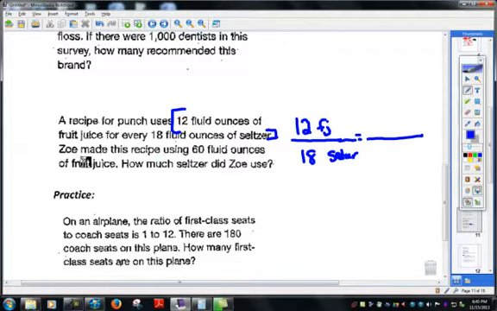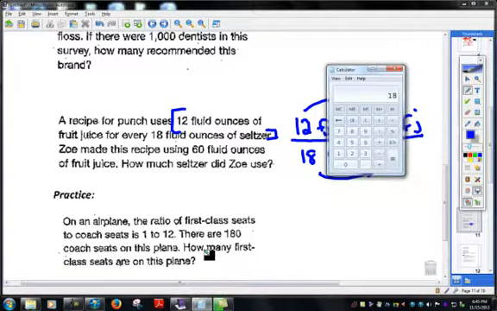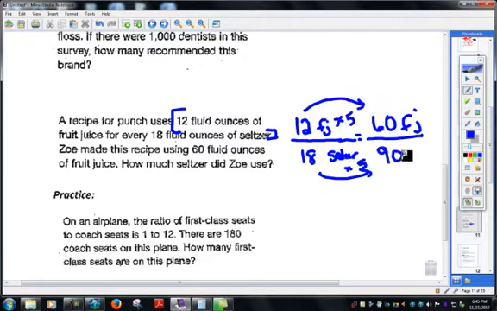Now, Zoe made the recipe using 60 fluid ounces of fruit juice. So she's saying that this is 60. Well, if we're using cross products or just the equivalent ratio way, I know that this would be times 5 and this times 5. Makes perfect sense. 18 times 5 gives us 90. We know that they must have used 90 ounces of this seltzer.